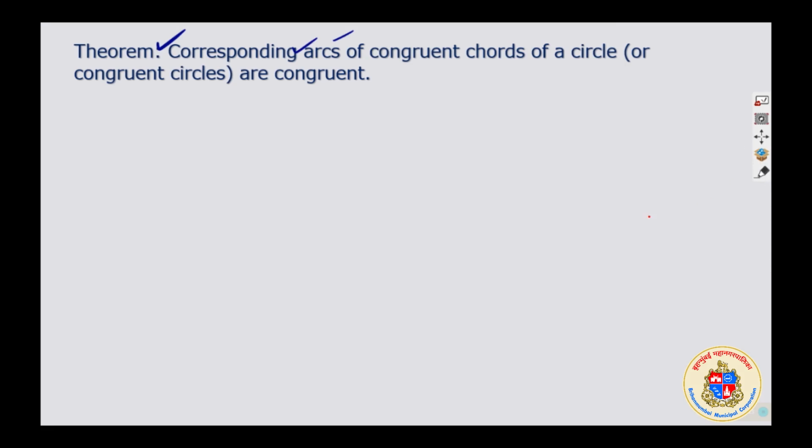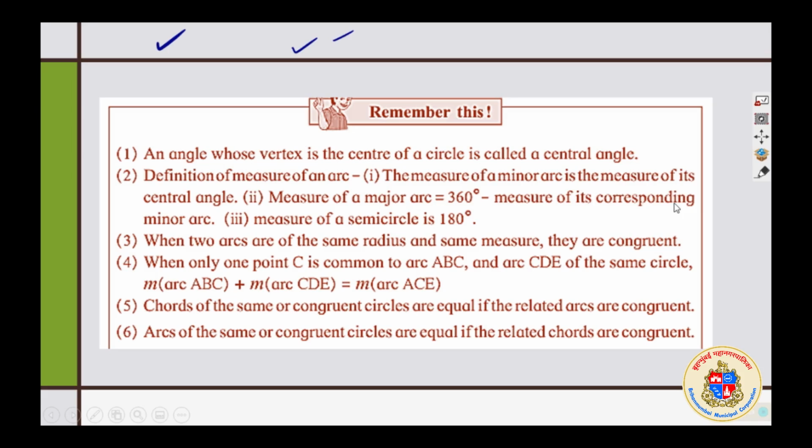Let us recap what we learned in this video. Chapter तो खत्म नहीं हुआ है. We understood that an angle whose vertex is at the center of a circle is called a central angle. One aspect you studied about that. Then we studied what is meant by minor arc and major arc. Understood? That you learned. You also learned that two arcs are said to be congruent if their radius and the measure of the two arcs are equal. They should have same radius and same measure, that means central angle.